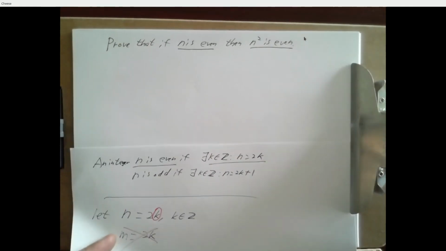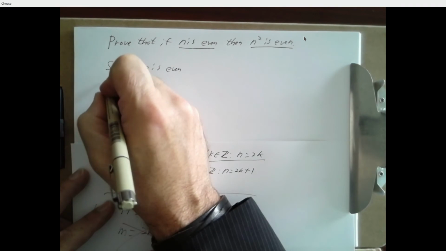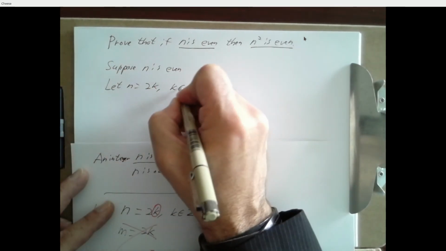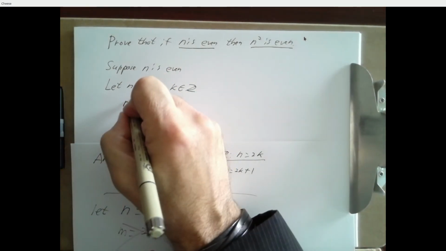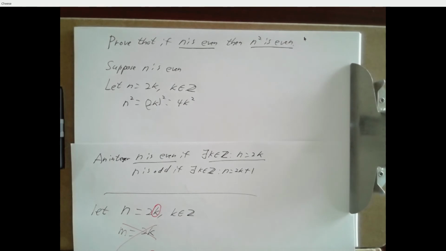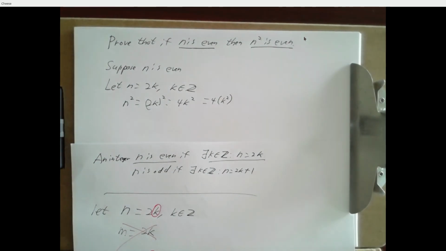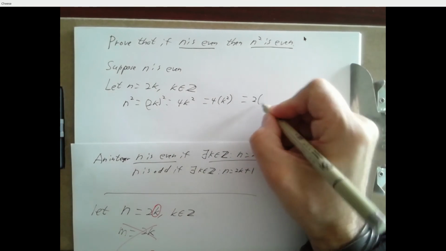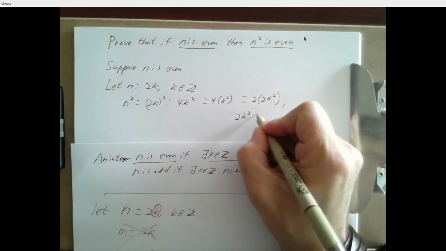So my proof is going to look something like this. So suppose n is even, let n equal 2 times k, where k is an integer. And now we want to show something about n squared, so we'll do some algebra. n squared equals (2k) squared equals 4 times k squared. And we want to show n squared is 2 times some integer. Can we do that? k squared is still an integer. Is that twice an integer? It's 2 times the quantity 2k squared, and 2k squared is an integer.